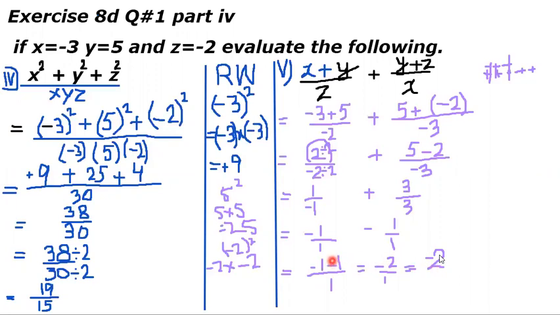Okay, I think I should explain it one more time. Negative 1 plus negative 1 gives us negative 2. In the denominator we will write 1, and negative 2 upon 1 is equal to negative 2.